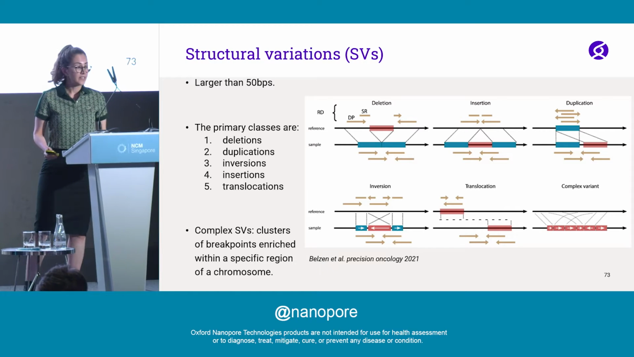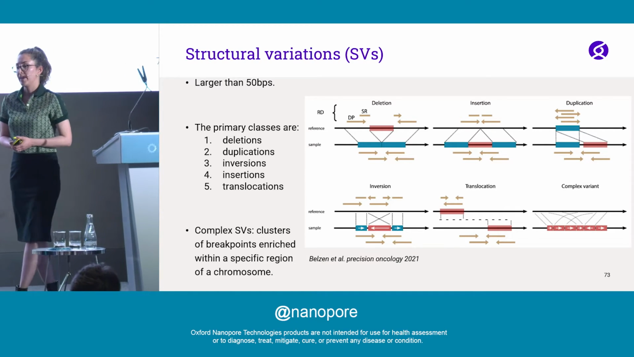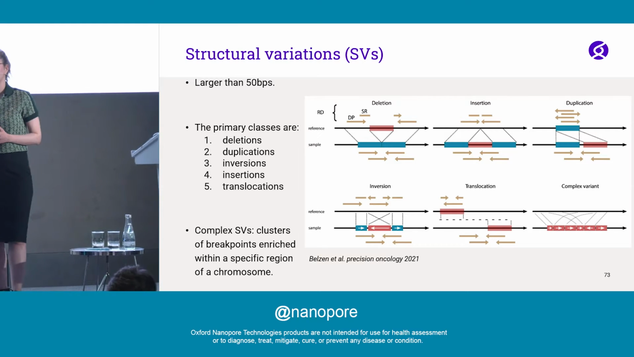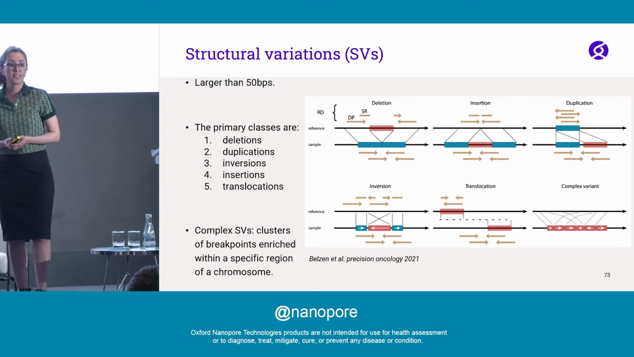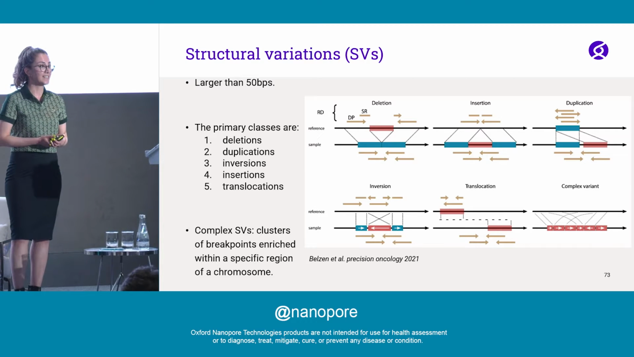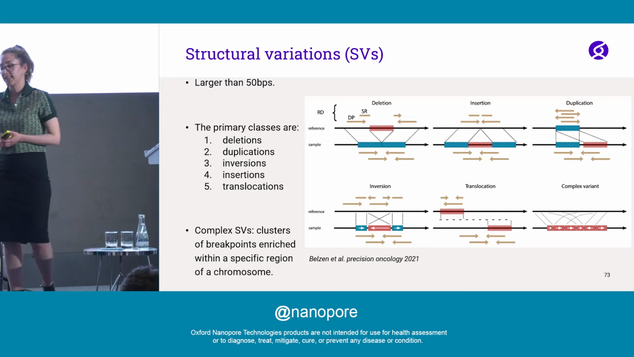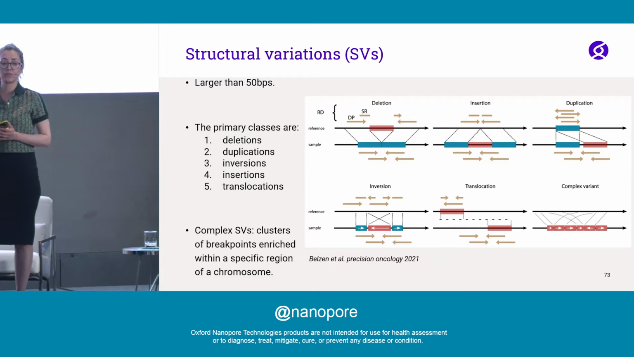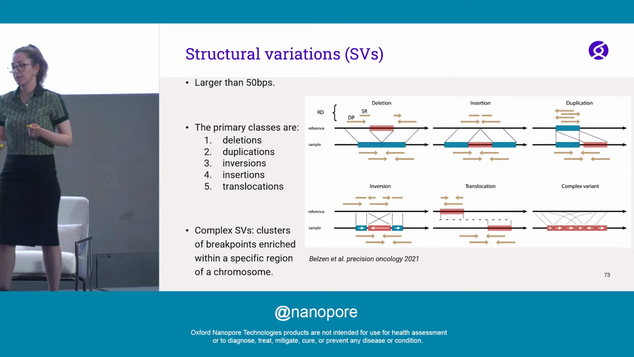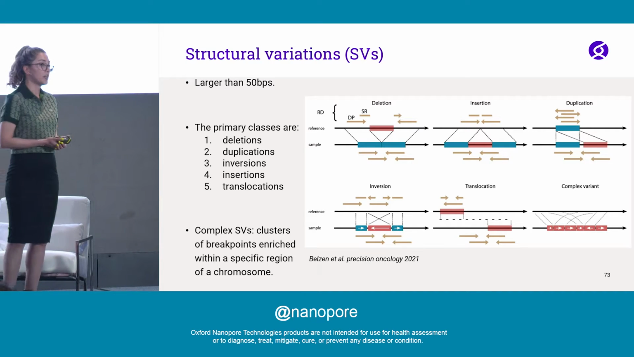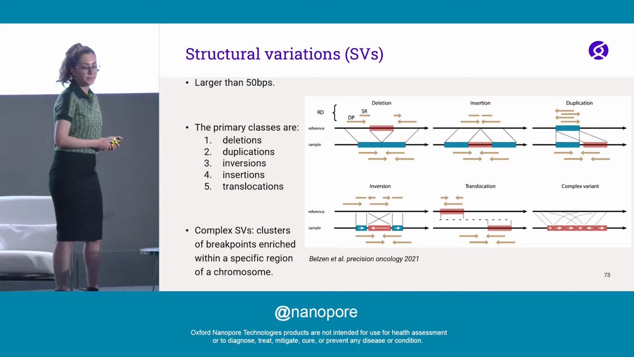Structural variants are variants larger than 50 base pairs. The primary classes are deletions, duplications, inversions, insertions, and translocations. But in cancer, it could be much more complicated. There are much more complicated classes, which in general we call complex SVs. They could be clusters of breakpoints enriched within specific regions of a chromosome, or sometimes multiple chromosomes are involved.